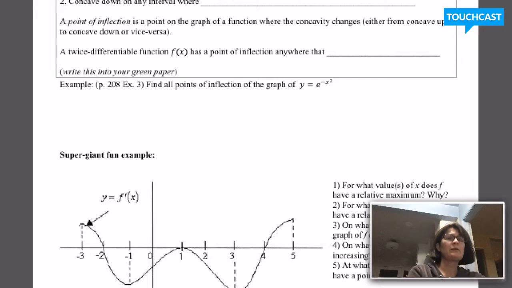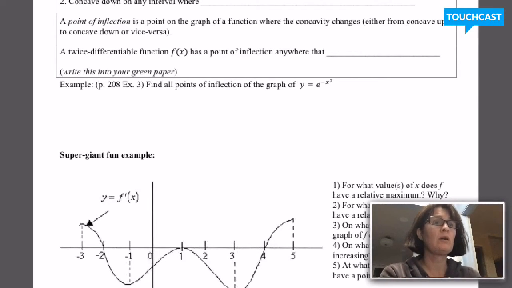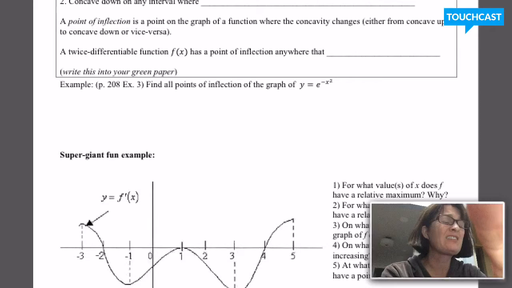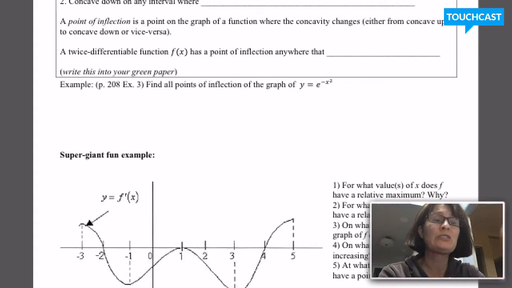So there's an example on your paper. Find all the points of inflection of the graph of y equals e to the negative x squared. Well, to find a point of inflection for a function y, I'm going to have to find where y double prime changes sign. So my first job is to find y prime.